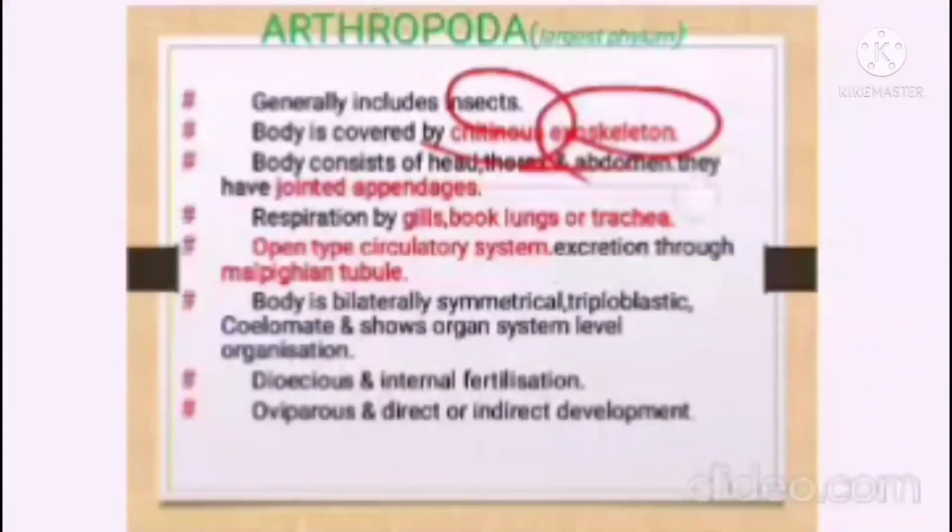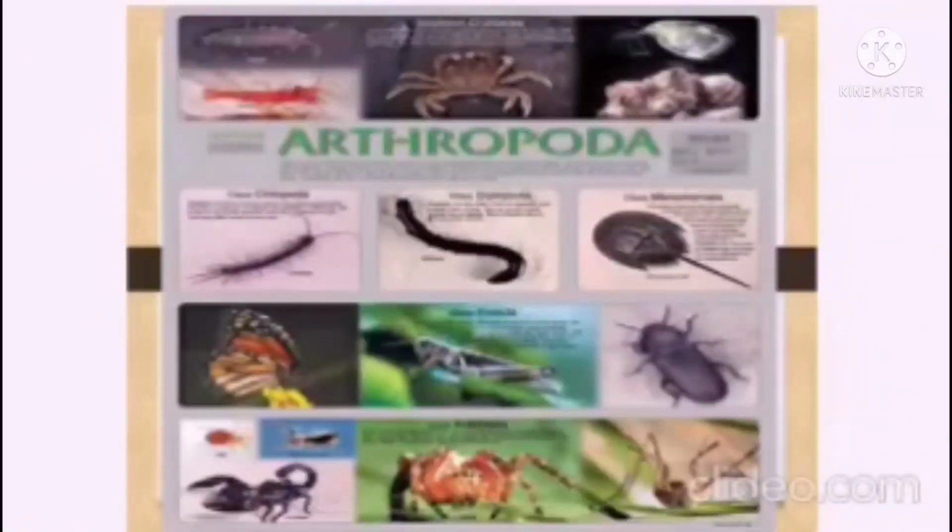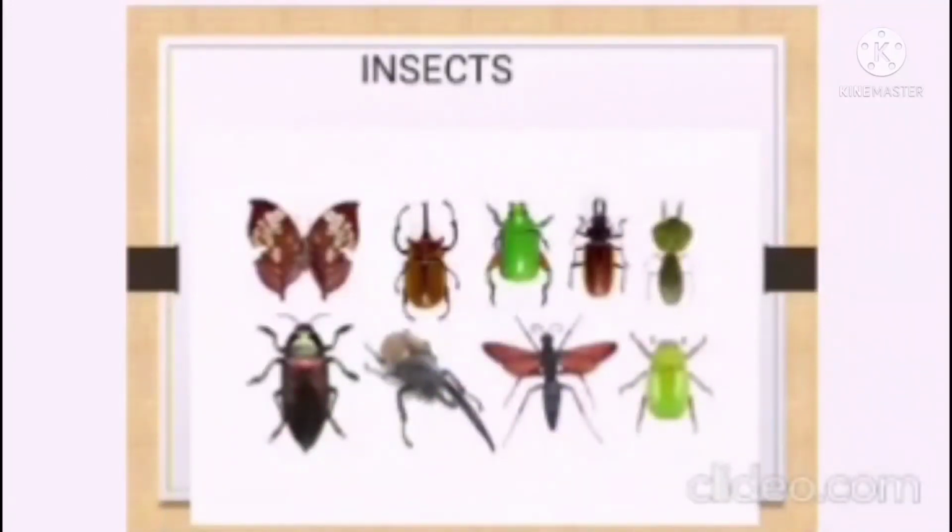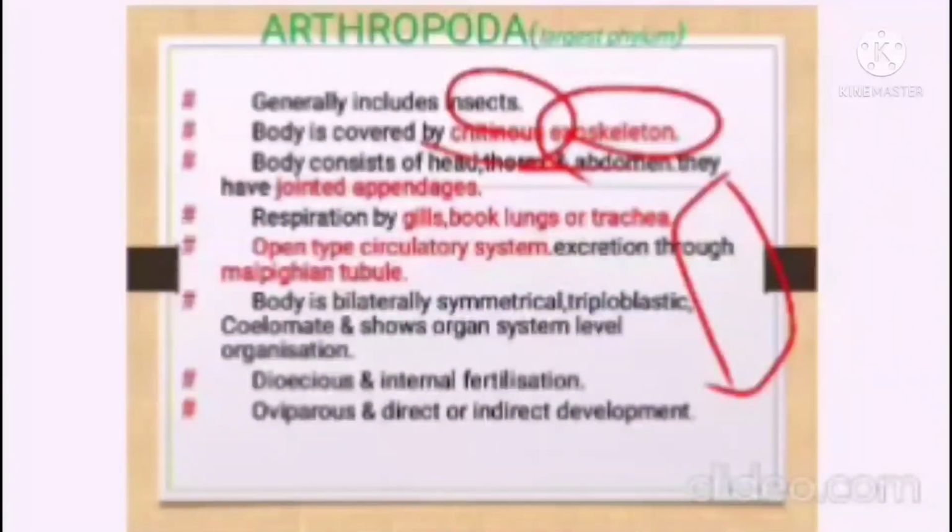So when you are seeing the cockroach, the outside covering is made up of what? The outside covering is made up of a brown coating, isn't it? So the brown coating is present outside the body of the cockroach or any insect. That is made up of a molecule called what? Chitin. Okay, so that's why they have chitin as an exoskeleton.